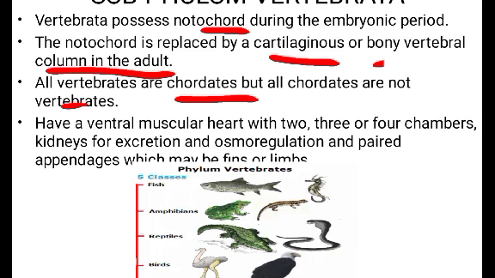Now when we see the other characteristics of these vertebrates, they possess a ventral muscular heart, and the heart can be 2-chambered or 3-chambered or 4-chambered. Then they have kidney for excretion and osmoregulation, and they have paired appendages which may be in the form of fins or in the form of limbs. If it is aquatic organisms, they will have fins, or if it is terrestrial organisms, they will have limbs.